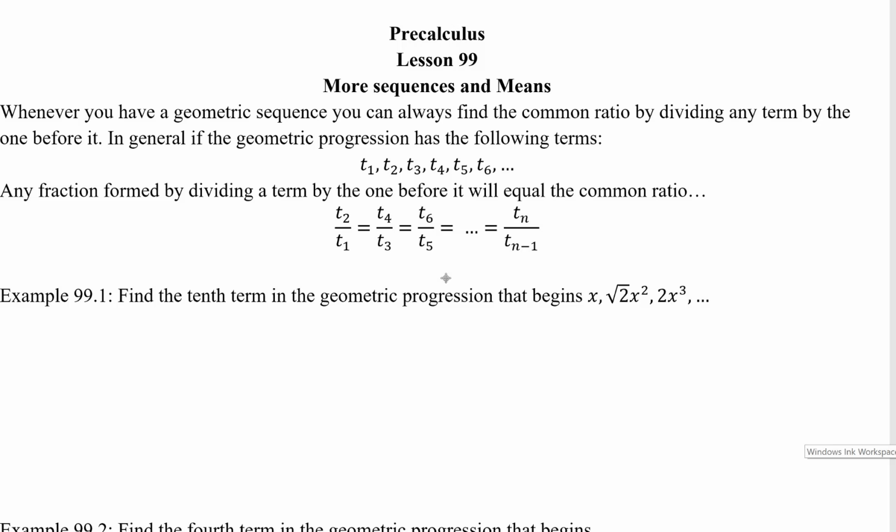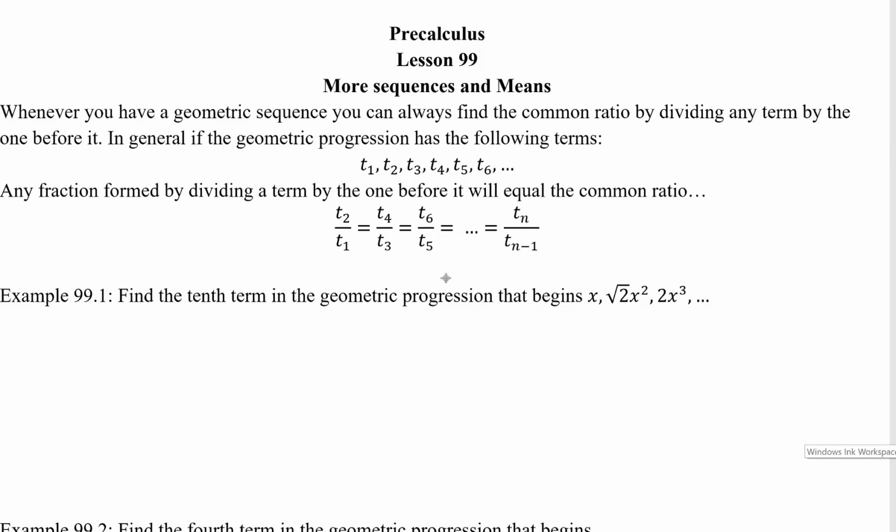Okay, lesson 99 is more about sequences and means. Whenever you have a geometric sequence, you can always find the common ratio by dividing any term by the term before it. In general, if the geometric progression has the following terms, t sub 1, t sub 2, and so on, any fraction formed by dividing a term by the one before it will equal the common ratio.